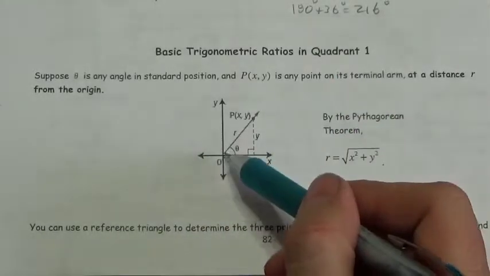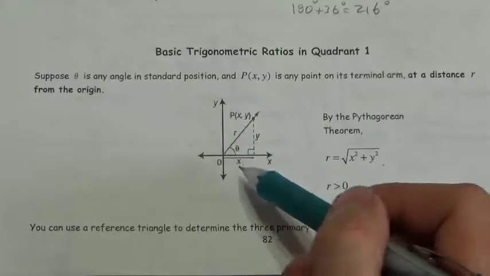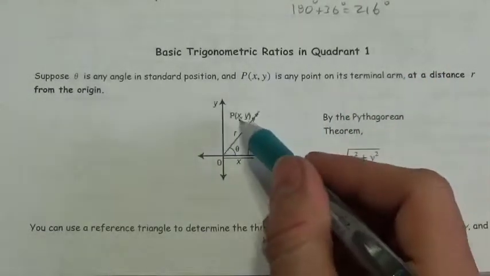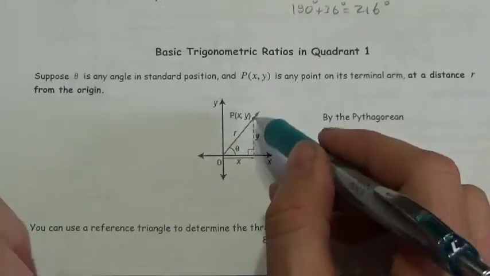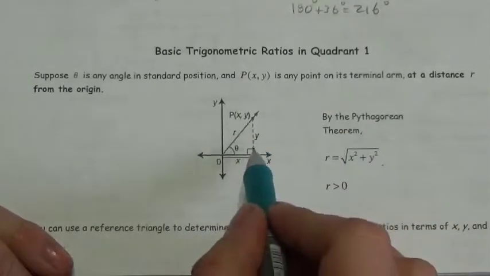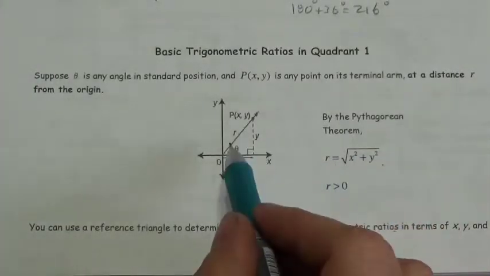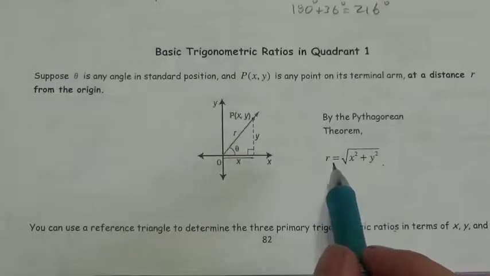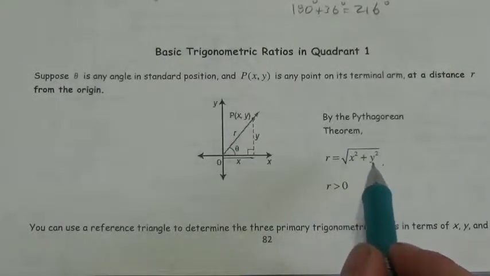So let's say you've got your terminal arm for angle theta, your rotation angle goes through here, and we pick any point on it, x comma y, and we drop that altitude to create the triangle here, so we go over x, go over y. There's my right angle, and we've already talked about this, we can use the Pythagorean theorem to get r, and r will be the square root of x squared plus y squared.